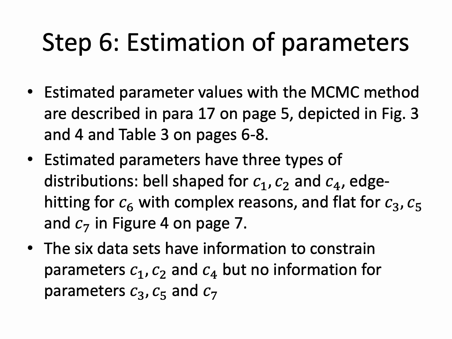The bell-shaped histograms mean that those parameters are well estimated. The flat-shaped histograms mean that those parameters are not constrained. In other words, the 6 data sets we used do not have any information related to those parameters. The edge-hitting histograms mean that those parameters are strongly correlated with other parameters or caused by other reasons.